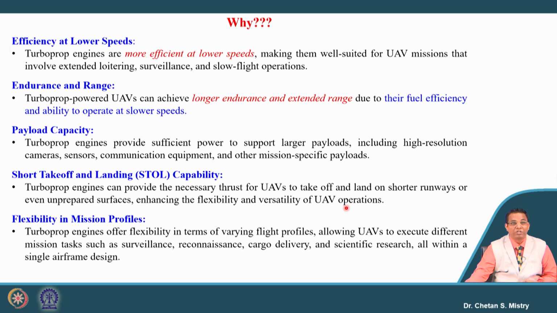Thrust is inversely proportional to exhaust velocity. So the beauty of these turboprop engines is that the exhaust velocity is lower. That means our thrust will be very high, and that's what gives short takeoff and landing capability. It can even run on an unprepared surface. That's what gives the flexibility and versatility for UAV applications.